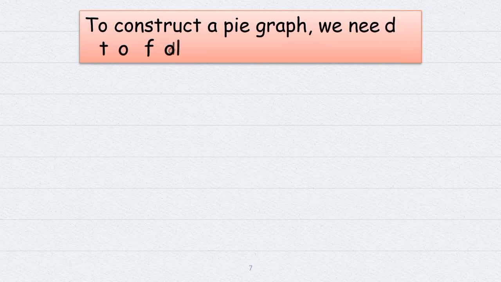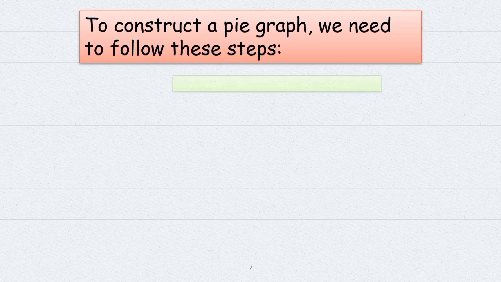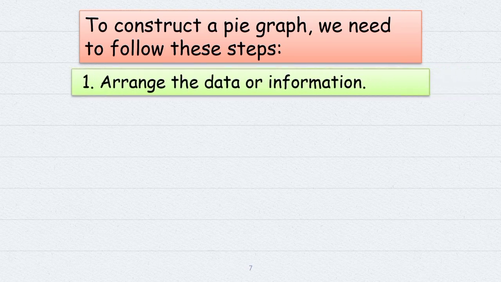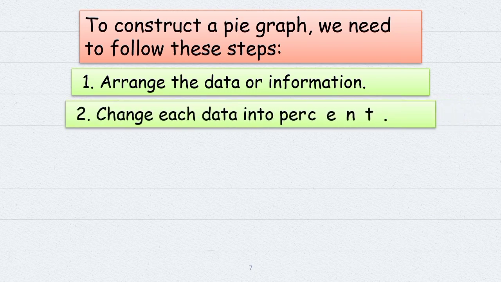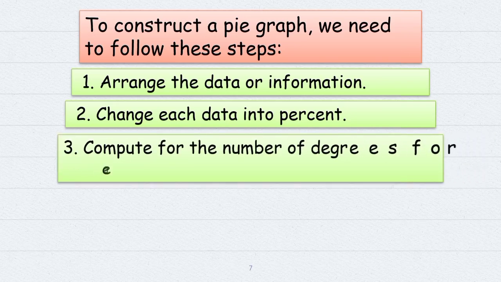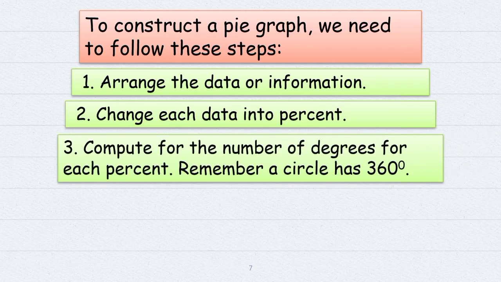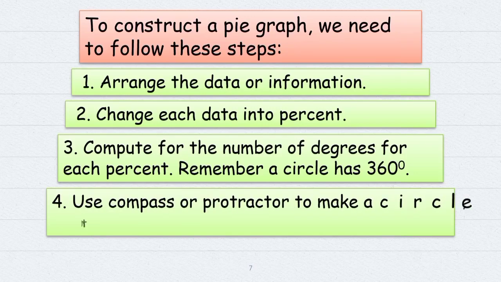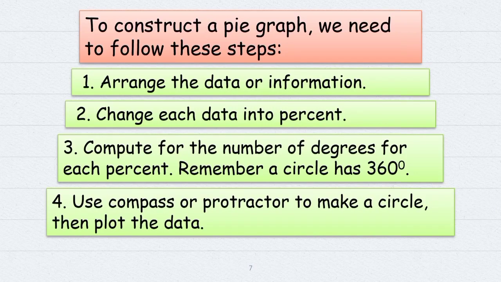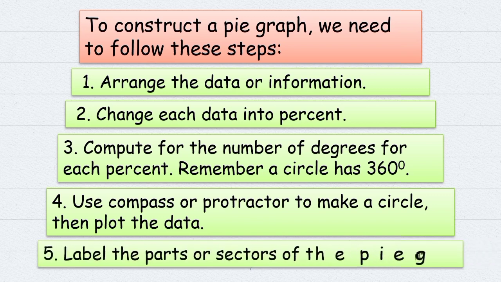To construct a pie graph, we need to follow these steps. Number 1, arrange the data or information. Number 2, change its data into percent. Number 3, compute for the number of degrees for each percent. Remember, a circle has 360 degrees. Number 4. Use compass or protractor to make a circle, then plot the data. Number 5. Label the parts or sectors of the pie graph.